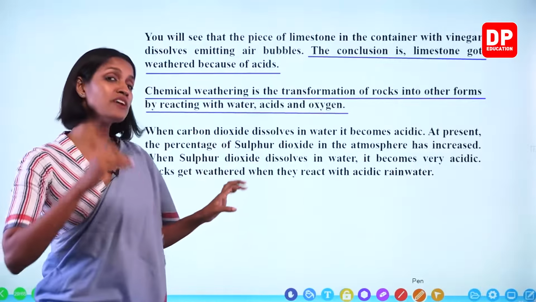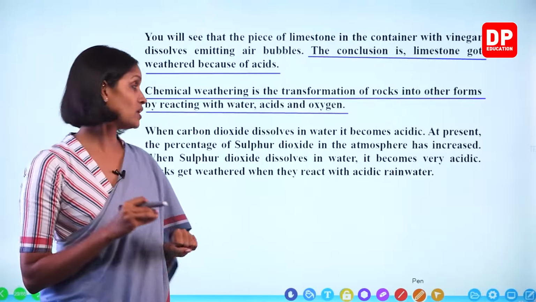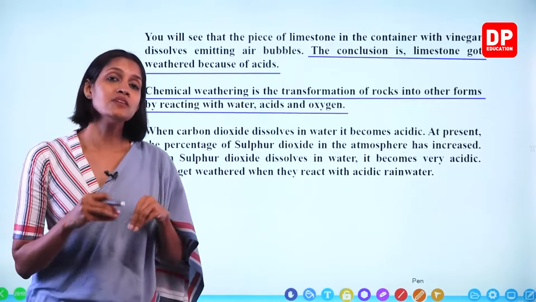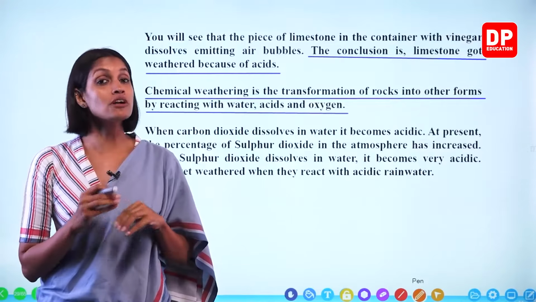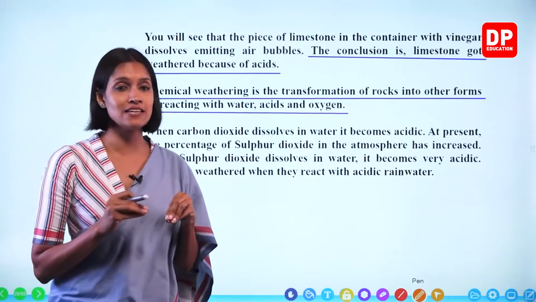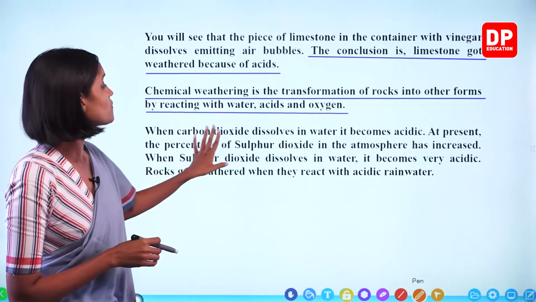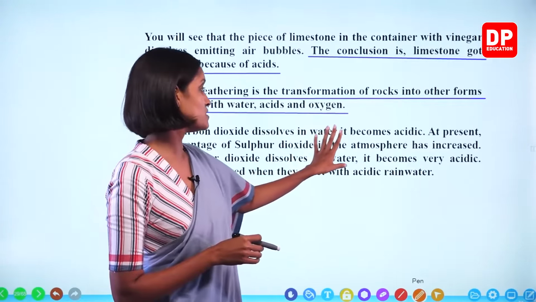It becomes acidic but very slightly. When carbon dioxide dissolves in rainwater, the acid produced in rainwater is not very harmful. It is very slightly acidic. Right. At present, the percentage of sulfur dioxide in the atmosphere has increased.